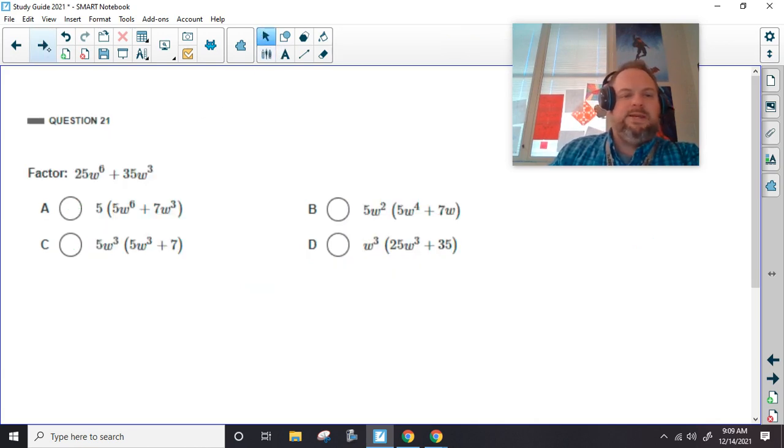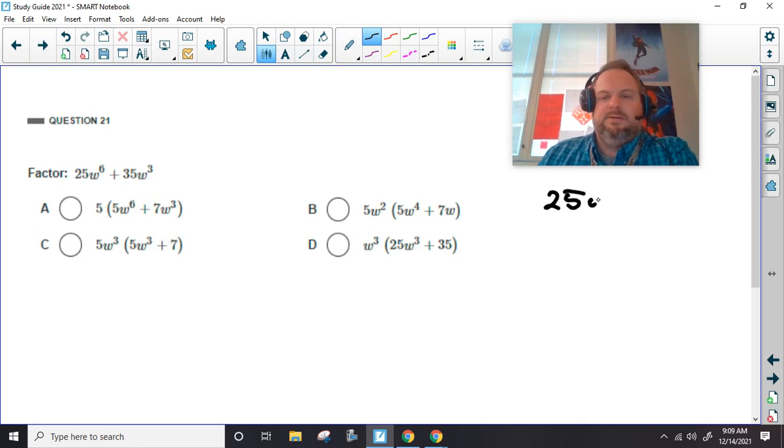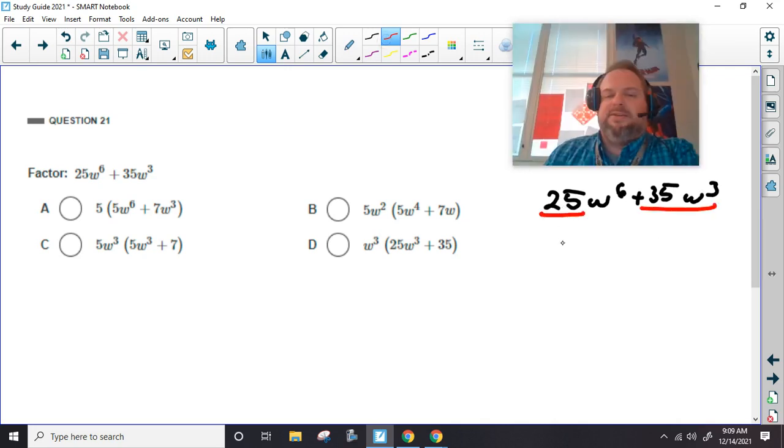All right. Number 20, factor. I'm going to have to do this one over here. What is the biggest number you can divide out of 25 and 35?